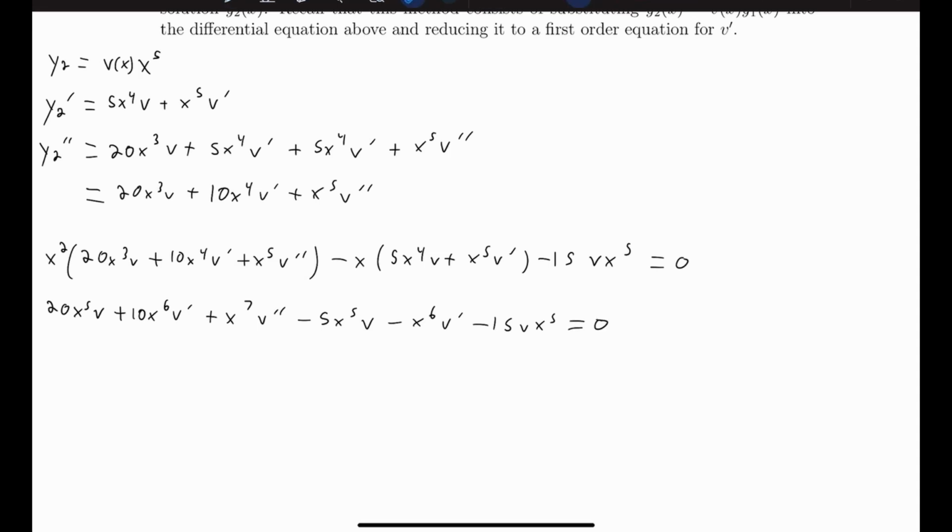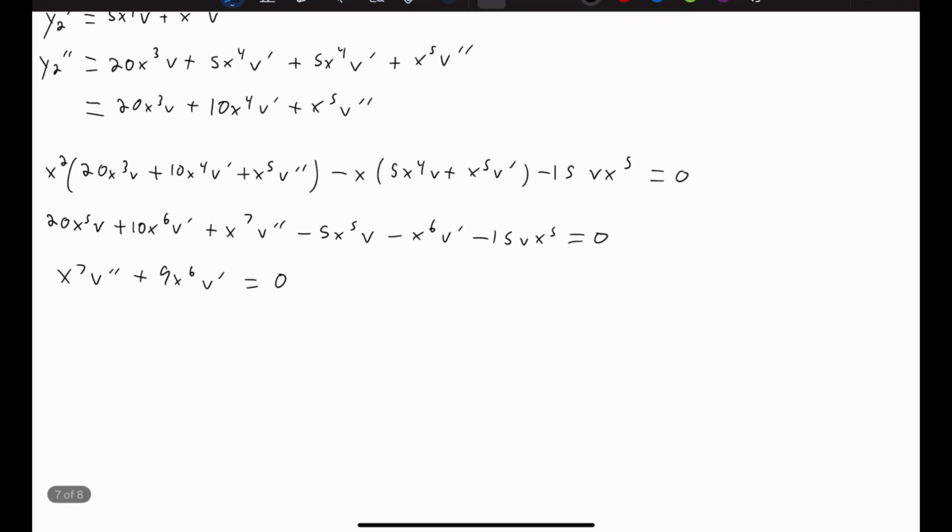When we look for our like terms, we'll start with the highest powers. We only have one x to the 7th term, so we'll have x to the 7th v double prime. Our x to the 6th terms will have the 10. We've got a 10 here and a minus 1 there, so we'll have plus 9x to the 6th v prime. And then our x to the 5th terms here are going to cancel out because we have a plus 20 and then a minus 5 and a minus 15. So we're actually just left with these two terms, which makes this quite a bit simpler.